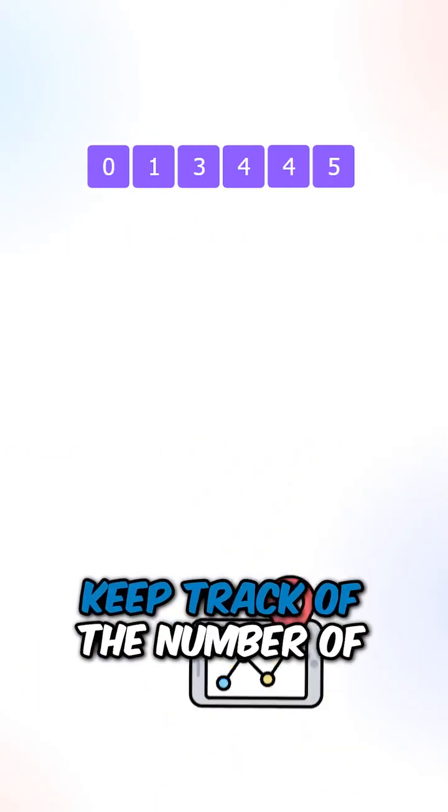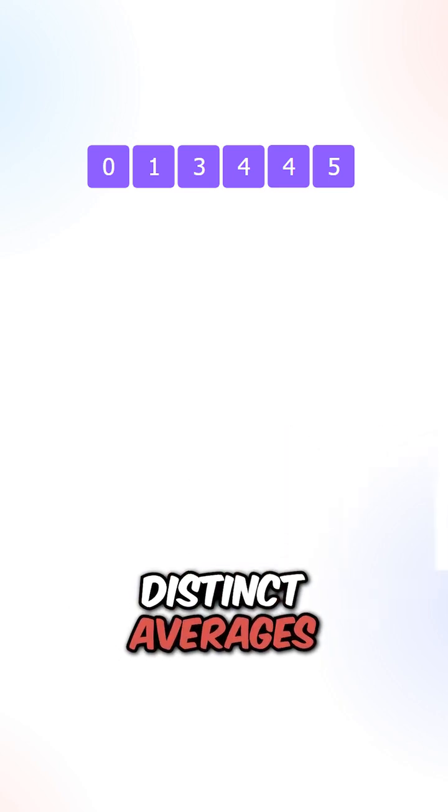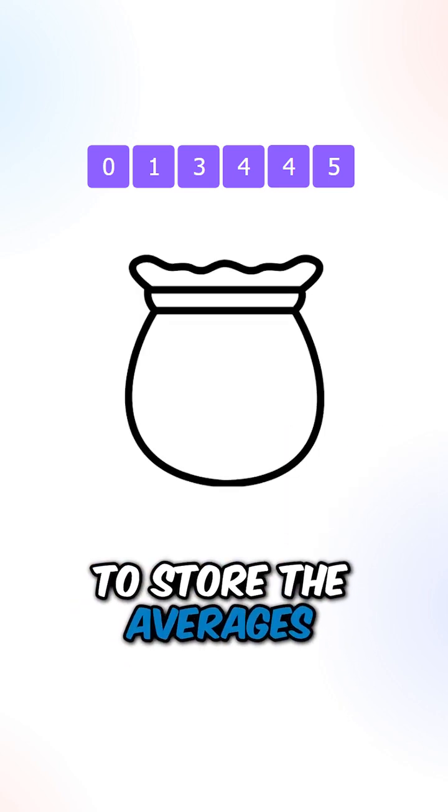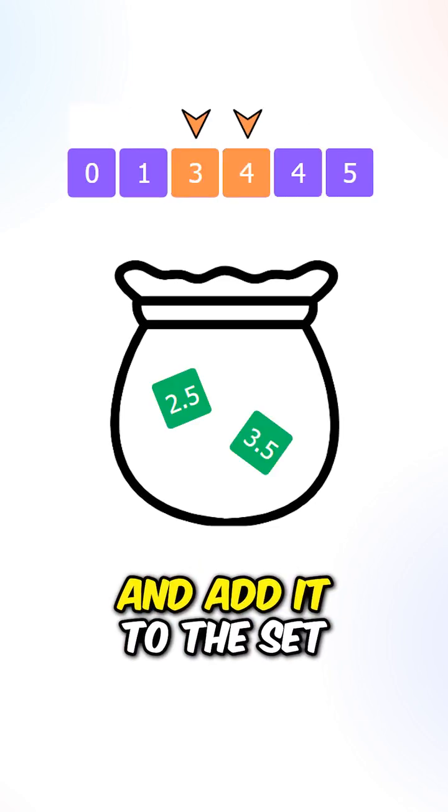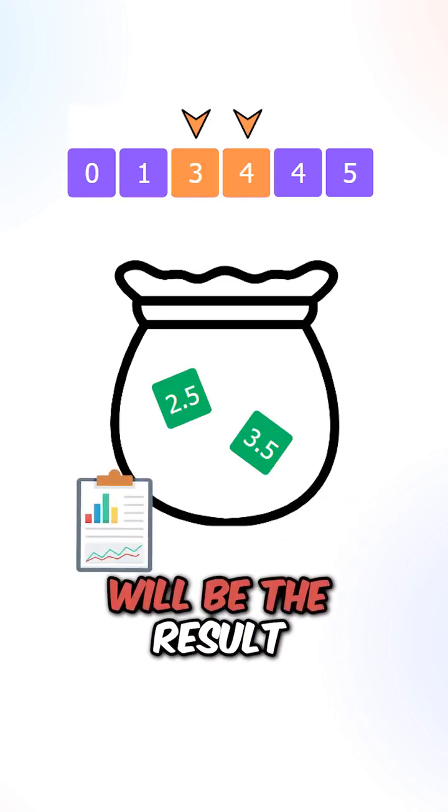Now we will also need to keep track of the number of distinct averages. We can create a hash set to store the averages. Then for each of the pairs of numbers, we can calculate the average and add it to the set. The size of the set will be the result.